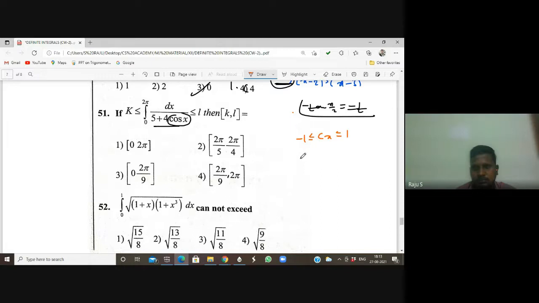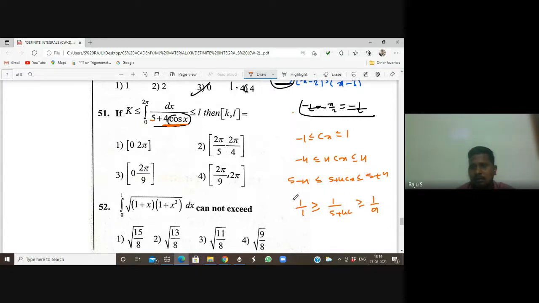When I multiply with 4, because 4 cos x is there here, minus 4 is less than or equal to 4 cos x, which is less than or equal to 4. But plus 5 is there. Adding 5: 5 minus 4 is less than or equal to 5 plus 4 cos x, which is less than or equal to 5 plus 4. And the reciprocal is there. When I write 1 by this, less than or equal to becomes greater than or equal to. So 1 by (5 plus 4 cos x) is greater than or equal to 1 by 9.